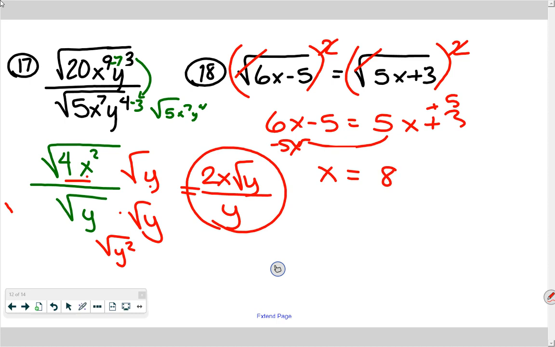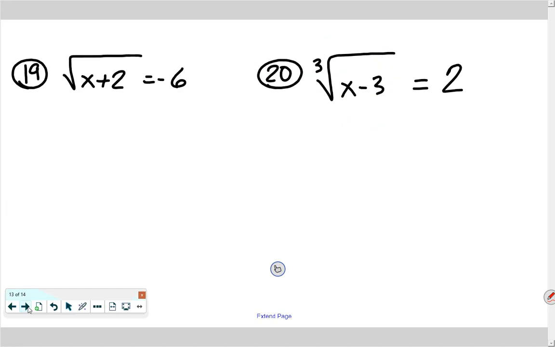Number 18, almost done with this video, and then we'll go on to the next one. This one, technically we could solve it and get an answer, but if we were to plug it back in, it wouldn't work because there is never going to be a time where you take the square root and get a negative. You're not going to get a negative answer. So just so that you understand this, this is a no solution. So you just need to check your answer.